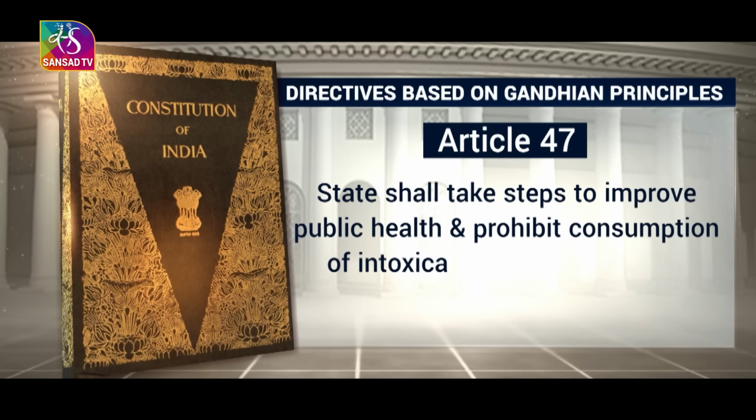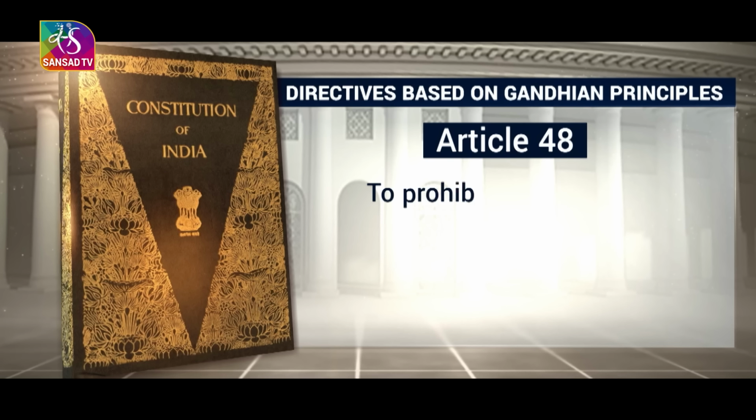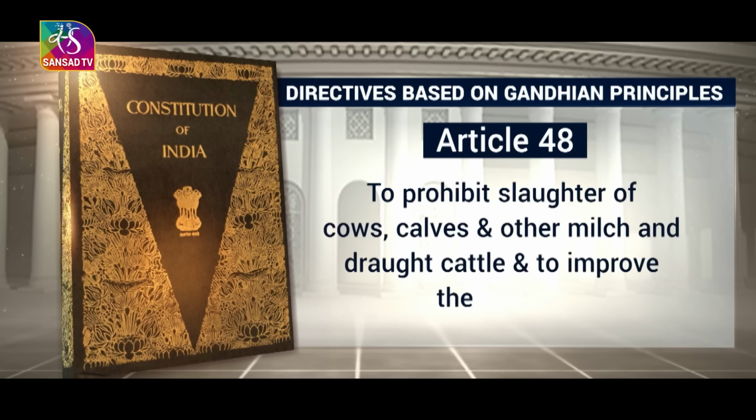Article 47. The state shall take steps to improve public health and prohibit consumption of intoxicating drinks and drugs that are injurious to health. Article 48. To prohibit the slaughter of cows, calves, and other milch and draught cattle, and to improve their breeds.